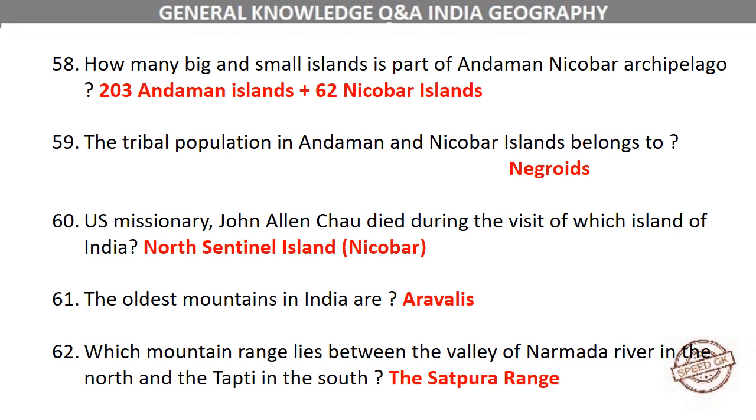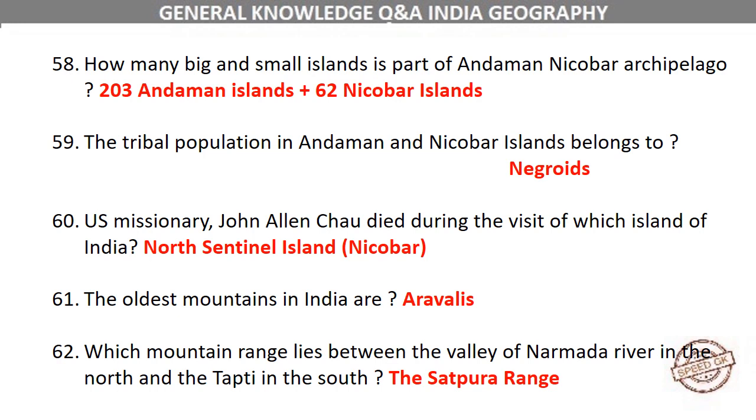How many big and small islands is part of Andaman Nicobar Archipelago? 203 Andaman Islands plus 62 Nicobar Islands. The tribal population in Andaman and Nicobar Islands belongs to Negroids. U.S. missionary John Allen Chow died during the visit of which island of India? North Sentinel Island, Nicobar. The oldest mountains in India are Aravalis.